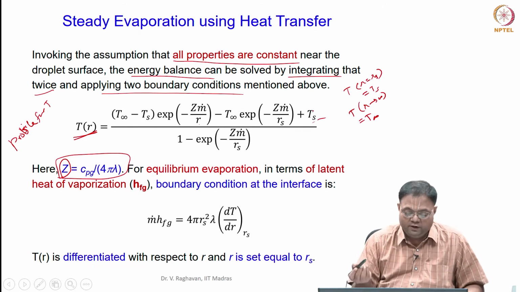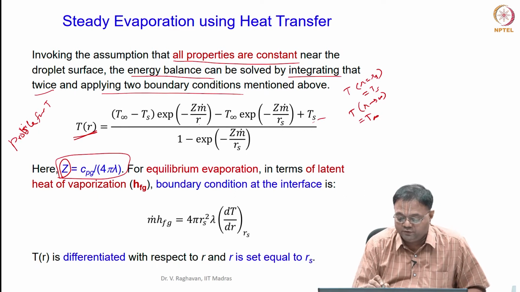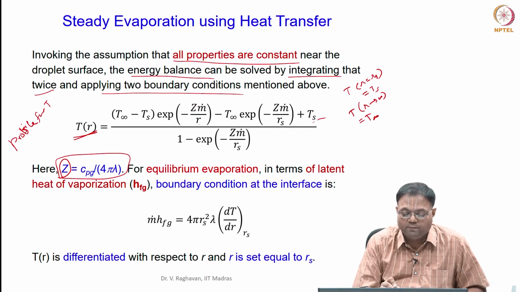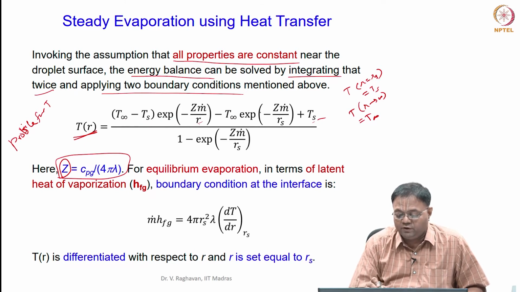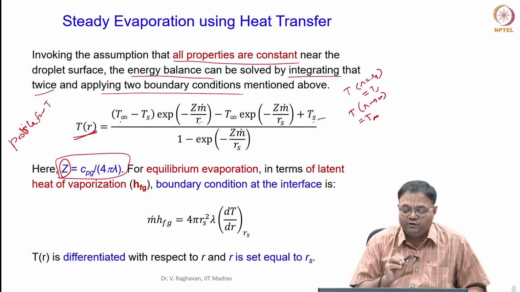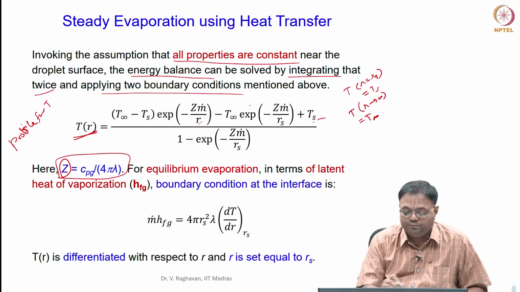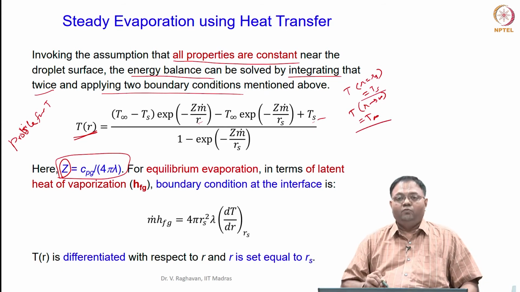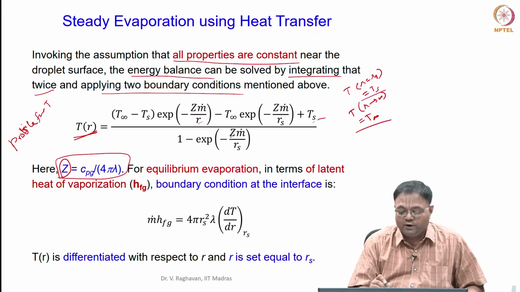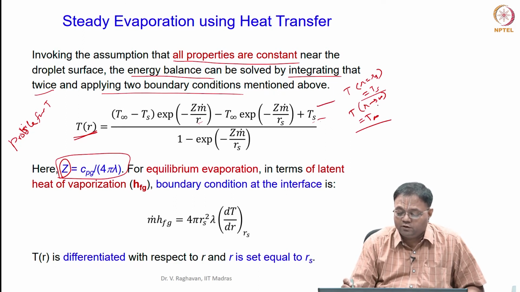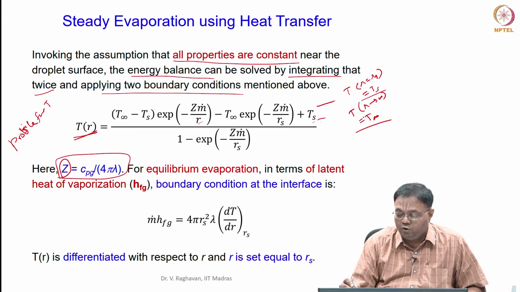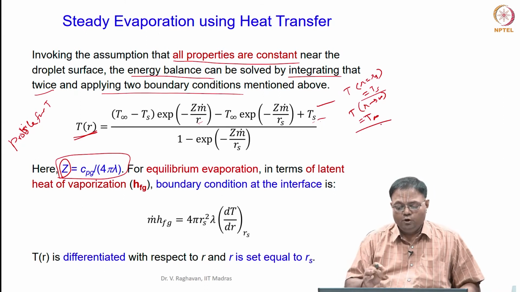When R tends to infinity, then this will become exponent of something by infinity, so 0, so this will be 1. So when this is 1, the T infinity minus Ts minus T infinity of this plus Ts, this and the denominator will cancel, so we will get only T infinity. So you can see that this profile obeys the two boundary conditions what we have. Okay, when you substitute R equal to Rs, you get back Ts. When you substitute R tending to infinity here, you will get the value of T as T infinity. So this is the profile.